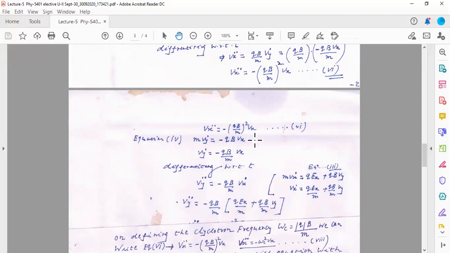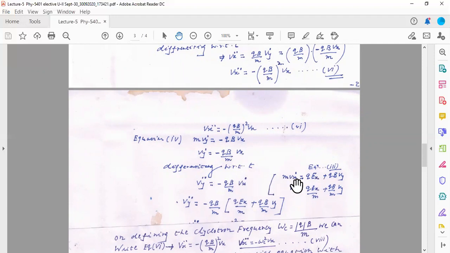I'm rewriting and defining Vy dot, because I divide both sides by M, the mass of the particle. So Vy dot is minus QB over M into Vx. Again, you differentiate with respect to t, both the sides. So you get Vy double dot, and this is a constant factor, and the time derivative of the x component of the velocity is Vx dot.